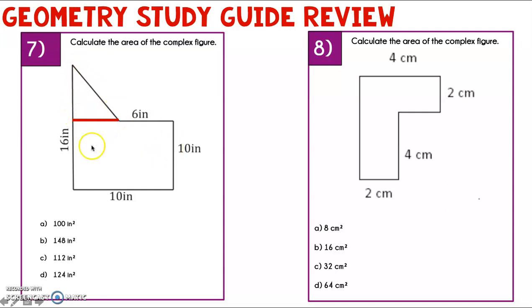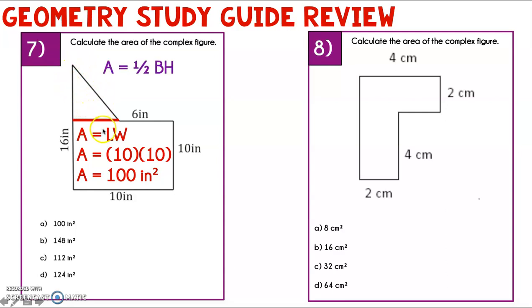Okay, so for my square on the bottom, we're going to use the formula area equals length times width. The length is 10 and the width is 10. So we have a 10 times 10. So the area of our bottom piece here is 100 inches squared. Now we're going to take a look at our triangular piece. We're going to use the formula area equals 1/2 base times height.